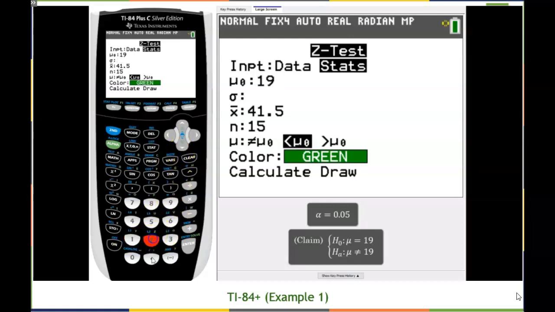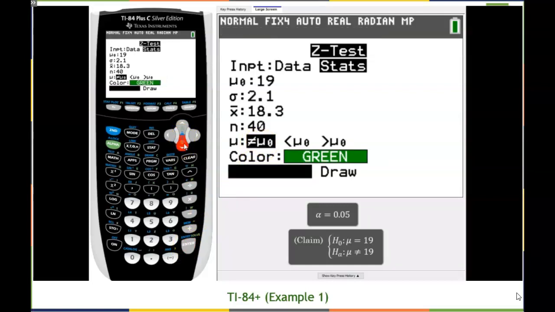Our sigma is 2.1. Our X bar was 18.3, and our N is 40. Now we do have to decide what our HA was, so that's why we ran through that before we even hit the calculator. And because H0 is equal, our HA is not equal, I want to make sure that the not equal is highlighted. And because I can, I'm going to go ahead and draw it, because that not only will get calculated and give us our p-value, but it will give us a nice picture as well.